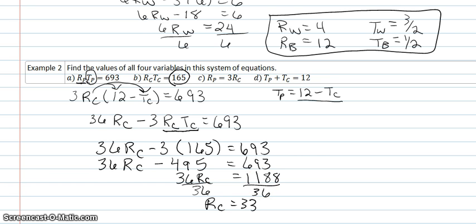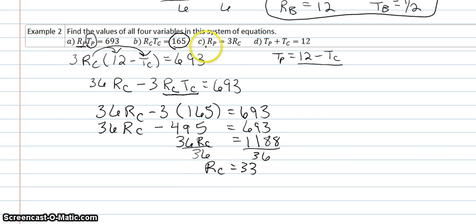Now I can use that to find out about what my r sub p is. So 3 times 33, right here, that's 99. Okay, and then I can put in my 33 here and just divide both sides by 33. So I'll have 165 divided by 33, and that gives me 5. So t sub c equals 5.